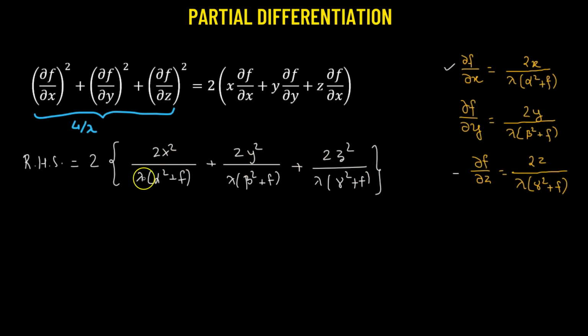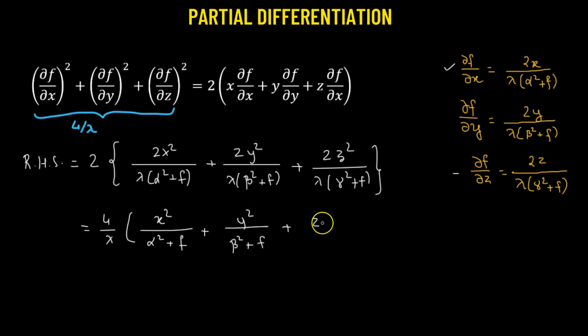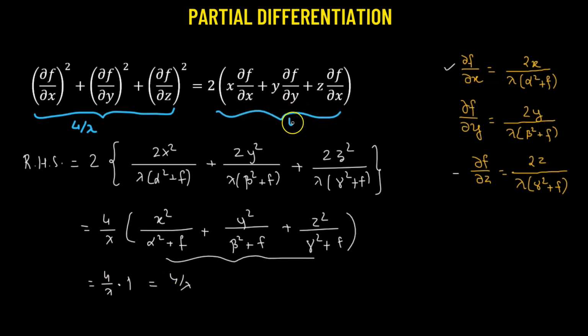Now what we can do, we can take 2 over lambda as a common factor from each of the 3 terms, and we will take it out to get 4 over lambda. That means within the parentheses, now we have x squared divided by alpha squared plus f plus y squared divided by beta squared plus f plus z squared divided by gamma squared plus f. Now in the problem, we are already provided this expression as equal to 1. So we have 4 over lambda multiplied by 1, which is equal to 4 over lambda. Now that means on the right hand side as well, we have obtained 4 over lambda. So that means the given equation is true.